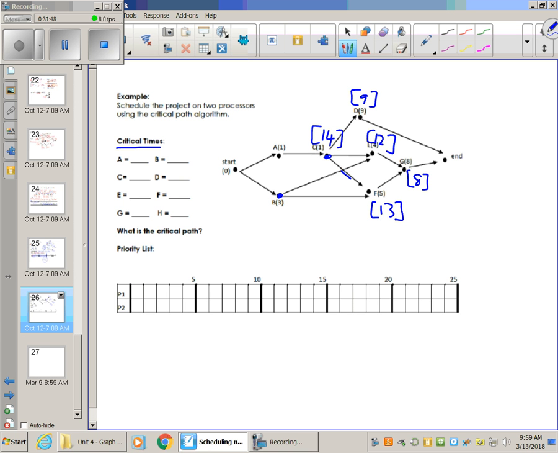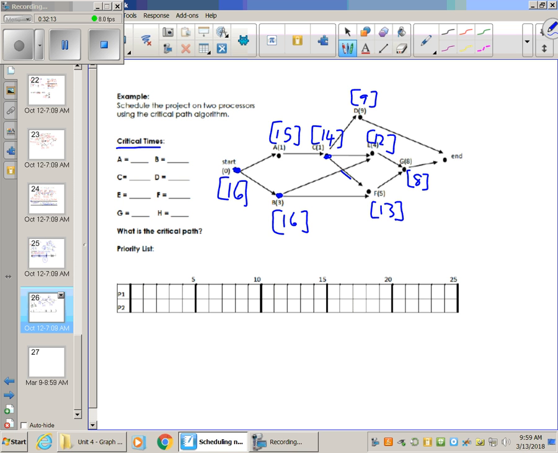Right. Again, from B, it's pointing to two things, so you're going to add it to the bigger of the two, 13. So 3 and 13 make 16. For A, it's going to be 1 and 14 to make 15. And then when it's all said and done, the biggest one that start is pointing to is 16.